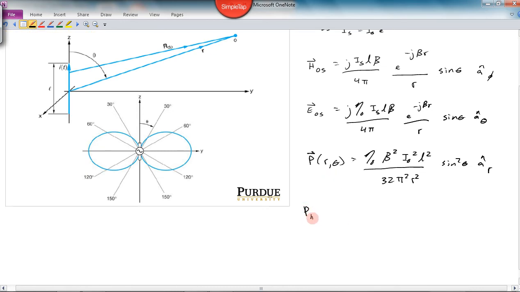So P max for the Hertzian dipole is just when the radiation density function is evaluated at r and theta equals 90 degrees, and I think it's pretty obvious that it just is this multiplying term right here.